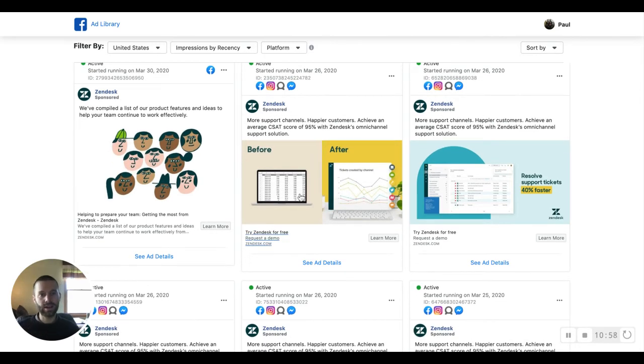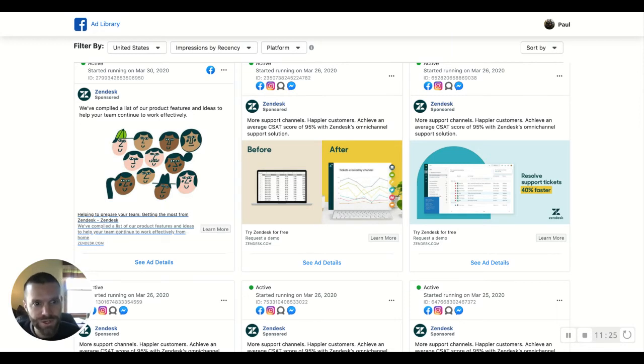So you can see, again, like I said before, with these ad libraries, it's everything that they're running, everything that's live at this current time. And so you might even be able to see who they're targeting. You can kind of get a sense of what audience they're going after. So this first ad I'm seeing, we've compiled a list of our product features and tips to help your team continue to work effectively. We could click on this real quick.